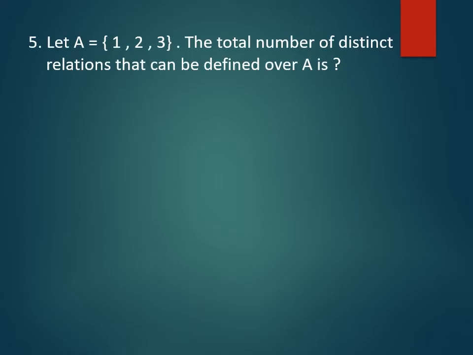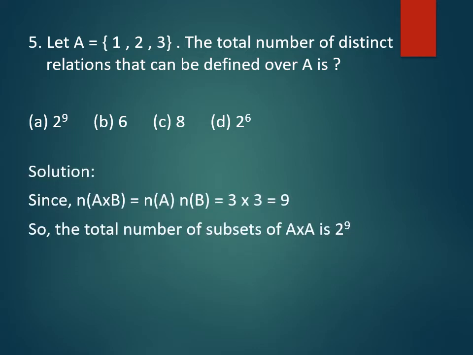Fifth question. Let A have 3 elements 1, 2, 3. The total number of distinct relations that can be defined over A. So we have to find the number of distinct relations. You know that a relation is always a subset of the Cartesian product. Here we have to define the Cartesian product A cross A. So the options will be 2 to the power 9, 6, 8, 2 to the power 6. So we discuss in this manner.